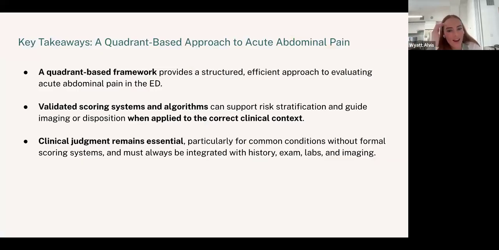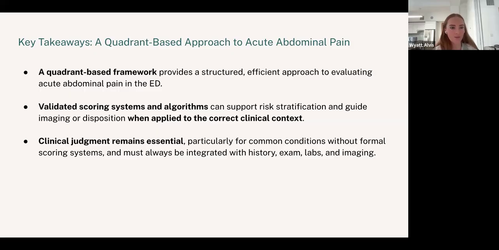So just to wrap up, I know I threw a lot of numbers and pictures and scoring things at you guys. But I think a quadrant-based framework really just gives us a structured and efficient way to approach abdominal pain in the ED because we do see it a lot, and we will continue to. But these validated scoring systems are incredibly helpful for our risk stratification and efficiency, guiding imaging, how we're going to manage. But only when they're really applied in the correct clinical context. And ultimately, they cannot be used alone.